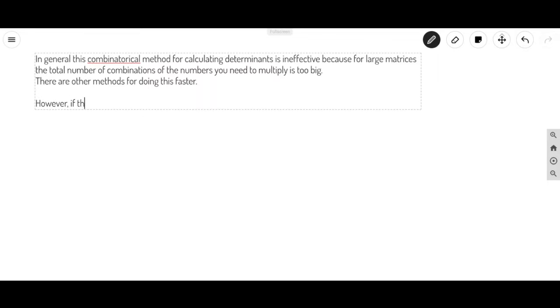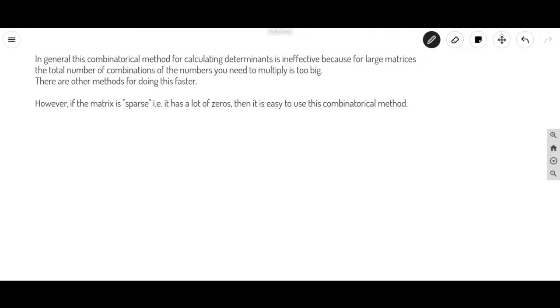However, if the matrix is sparse, which just means it has a lot of zeros, then it is easy to use this combinatorial method. So let me give you an example of what I'm saying. So here's a 5 by 5 matrix.